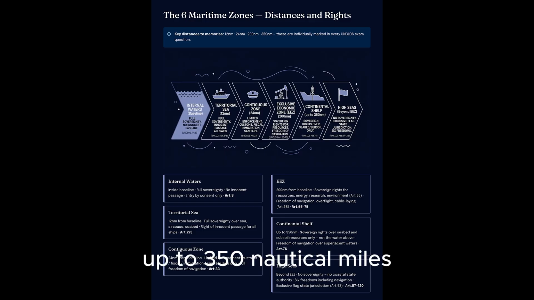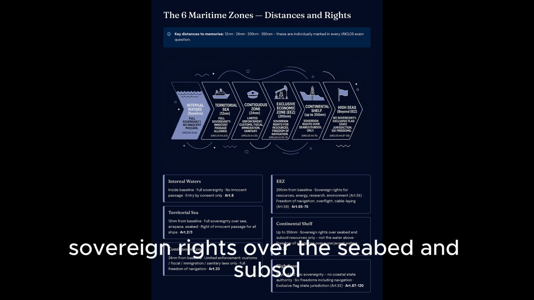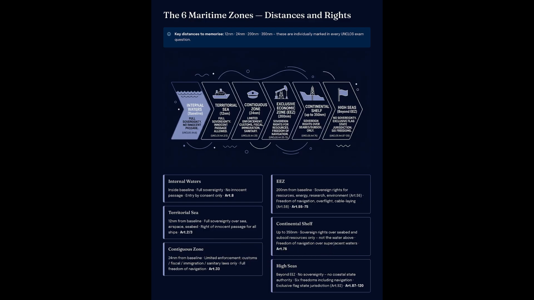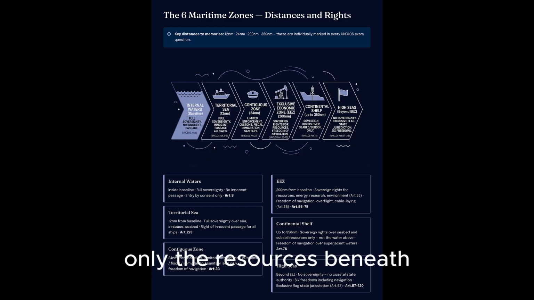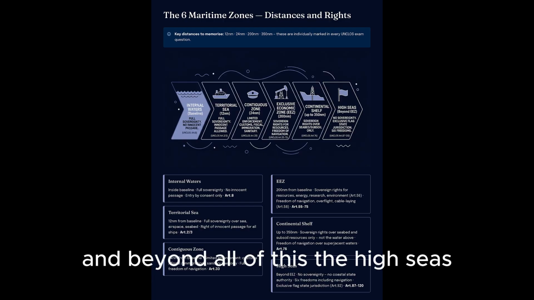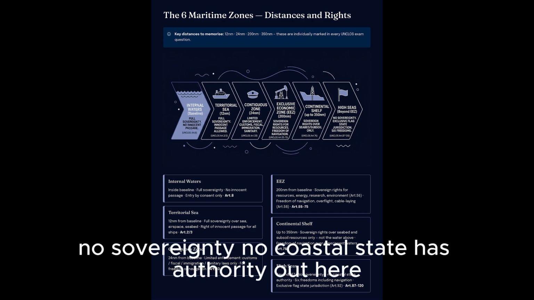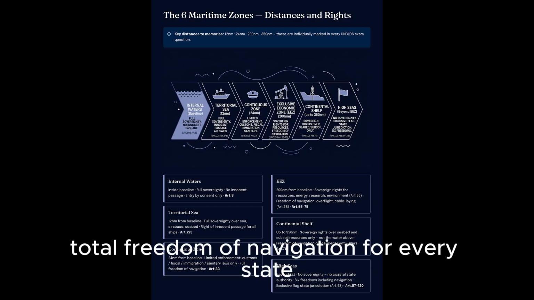Zone 5, the continental shelf. Up to 350 nautical miles. Article 76. Sovereign rights over the seabed and subsoil. Not over the water above it. Only the resources beneath. And beyond all of this, the high seas. No sovereignty. No coastal state has authority out here. Total freedom of navigation for every state.